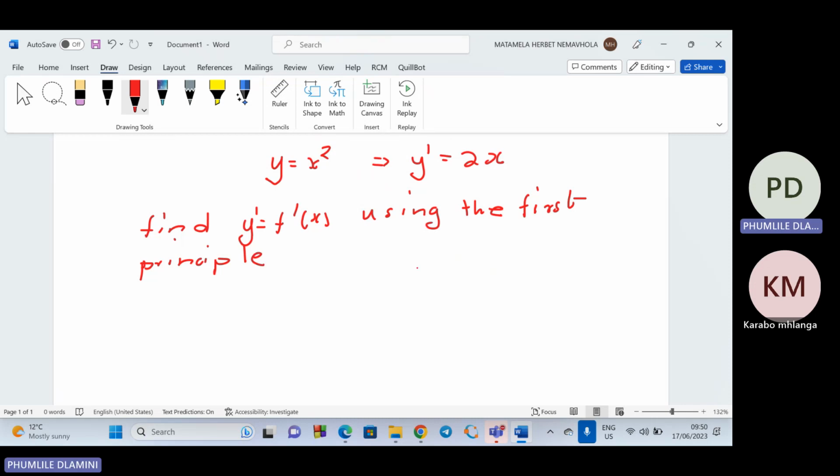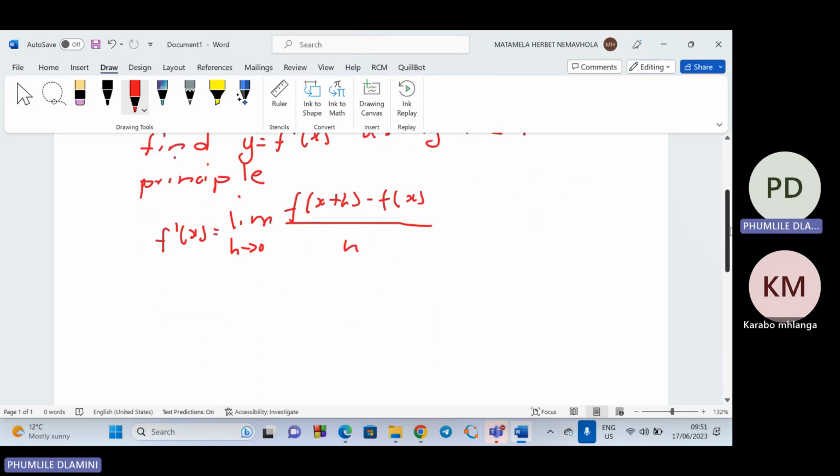Using the first principle. So what you do when you find y prime or f prime of x using the first principle is say f prime of x equals the limit. You first write the formula: limit when h approaches 0 of f of x plus h minus f of x, over h.